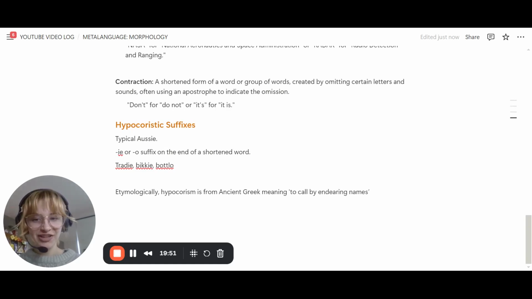And for your interest, etymologically, hypocorism comes from ancient Greek, which means to call by endearing names, which is kind of a cute little thing to know. So those are super important when it comes to Australian English, which you cover in Unit 4. But if you see something like this in a transcript, you can take that to represent someone's cultural identity as an Australian or as an Aussie.